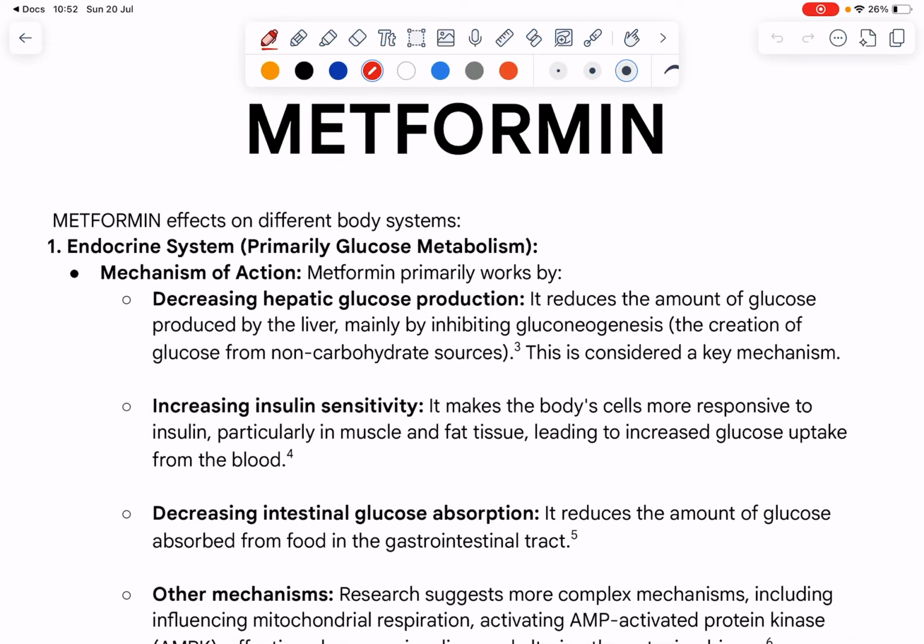Hi everyone, welcome to this short tutorial on metformin. Let's learn about the different actions of metformin on various systems in our body.